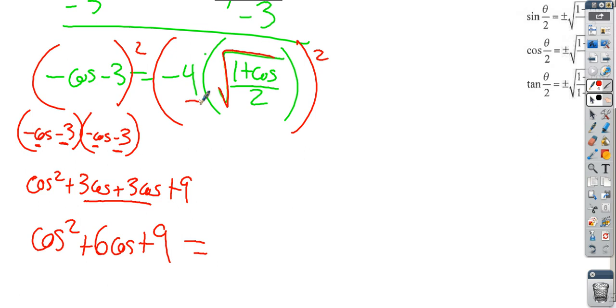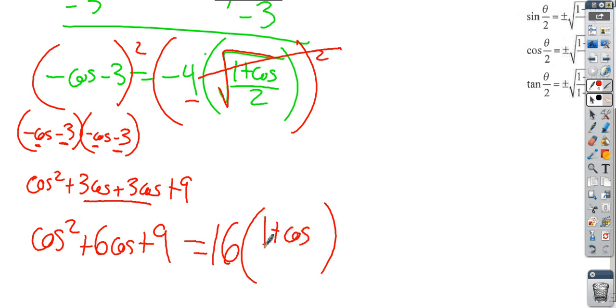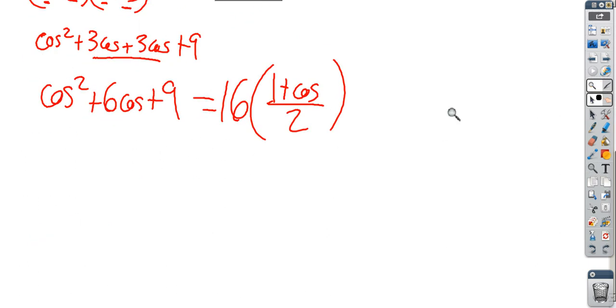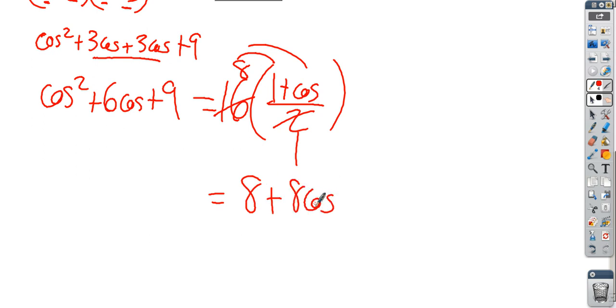The negative 4 squared is positive 16. And then this whole thing squared, those cancel, and we're just left with what's under the square root, so 1 plus cos over 2. Okay, now from this point it's not too bad. So 2 goes into itself once, and it goes into that 8 times. And let's distribute that 8. So 8 times 1 is 8. 8 times cosine is 8 cosine. And we still have the left side unchanged.